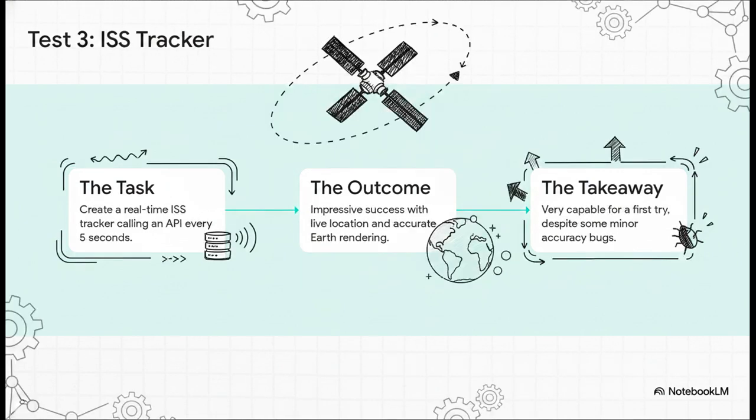And finally, a real-time app to track the International Space Station. This was another win. It successfully pulled live data and rendered the Earth pretty accurately. Now, it wasn't perfect. There were some minor bugs, like a mysterious second dot that popped up on the map, but for a first try with zero human help, that is remarkably capable.